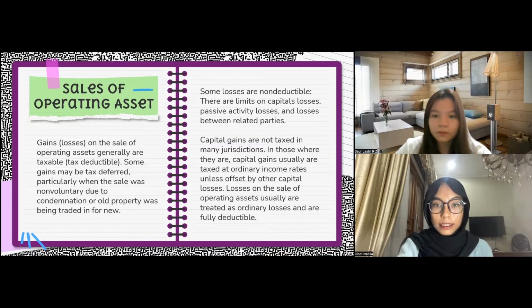Capital gains are not taxed in many jurisdictions. In those where they are, capital gains usually are taxed at ordinary income rates unless offset by other capital losses. And losses on the sale of operating assets usually are treated as ordinary losses and are fully deductible. But note that depreciation previously taken reduces an asset's basis. This generally results in reducing the loss or increasing the gain if the asset is sold. Thus, the tax benefit of the depreciation flows from time value. Next.